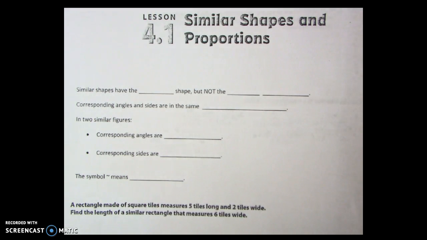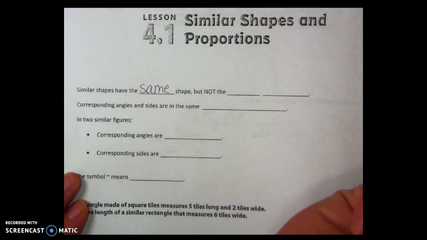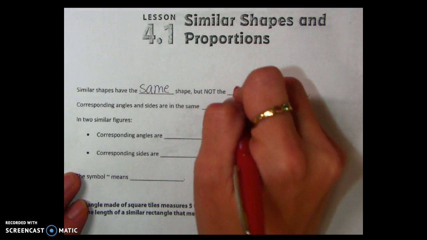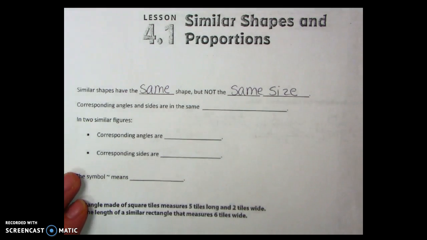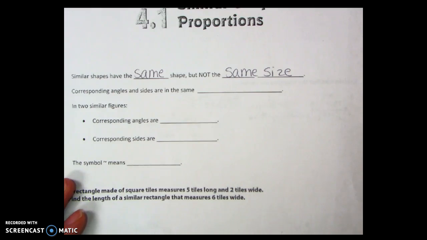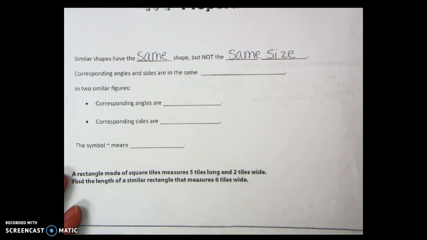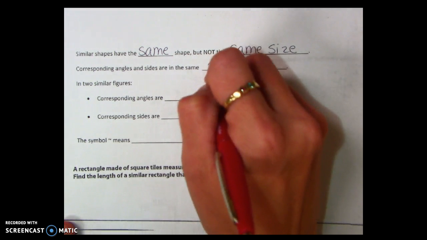This first section that we're going to be talking about is lesson 4.1, and it is on similar shapes and proportions. Similar shapes are shapes that have the same shape, but they do not have the same size. So they look exactly the same except one is bigger than the other. On similar figures, corresponding angles and sides are in the same position.